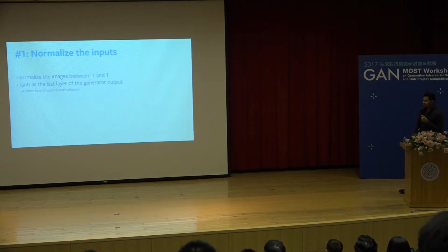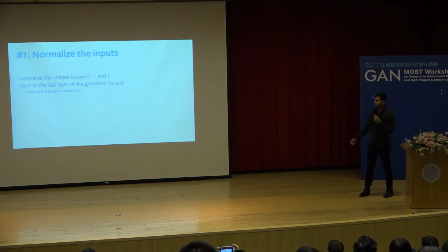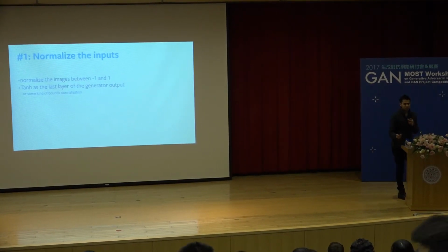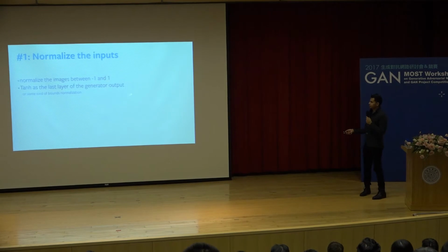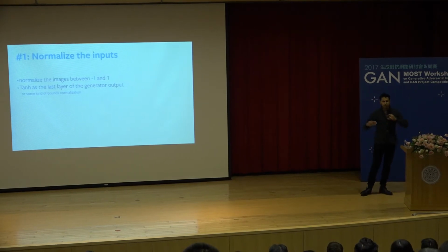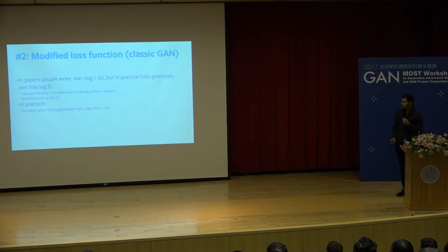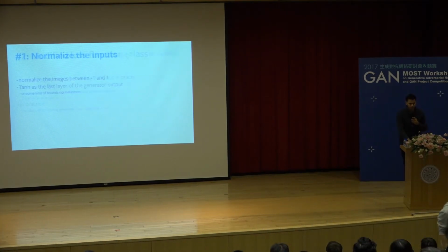First, normalize the inputs. If you have an input, make sure it's mean normalized and has a standard deviation of 1. If you have a generator, make sure the last layer of the generator is bounded so that it can produce outputs between -1 and 1. That's just good practice, not just for GANs, but for any scenario.